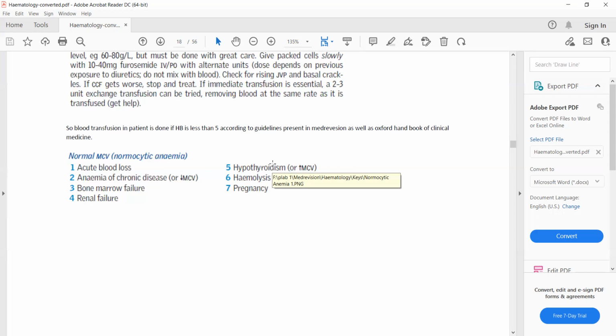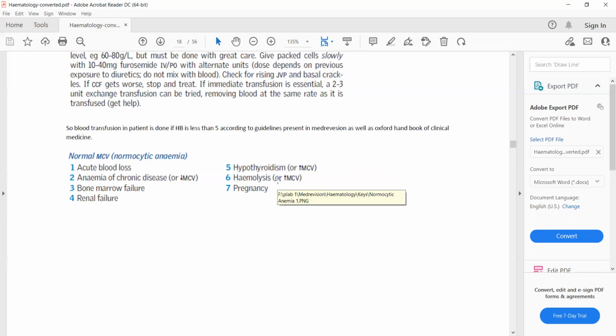Examples of chronic diseases that cause normocytic anemia include end-stage renal disease or chronic kidney disease due to decreased erythropoietin secretion. They cause normocytic anemia. Also bone marrow failure, renal failure, hypothyroidism, hemolysis.